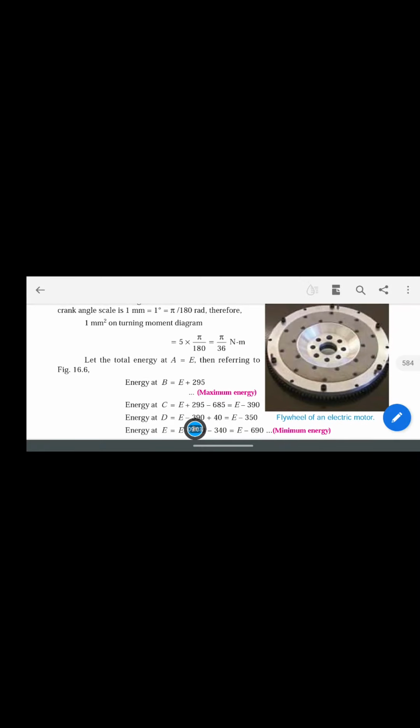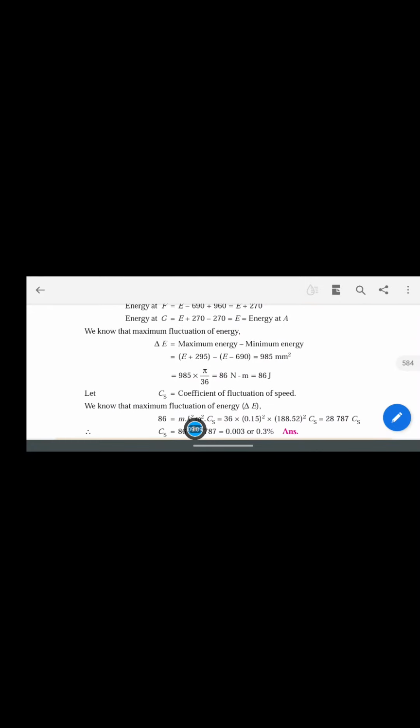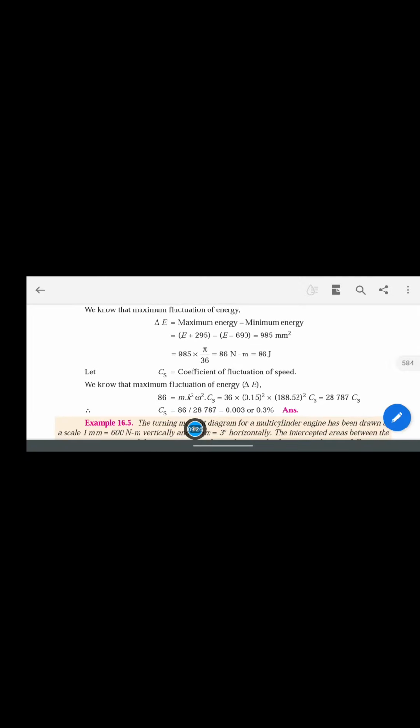Already we have calculated the conversion factor, 1 mm square is equal to pi by 36. So please multiply your 985 mm square, which is the fluctuation of energy, with the conversion factor pi by 36. So the area is being converted into energy. So we have got delta E as 86 joules. We have the formula delta E is equal to m k square omega square Cs.